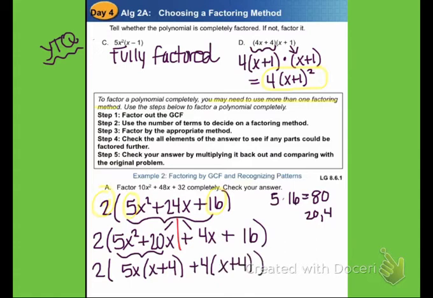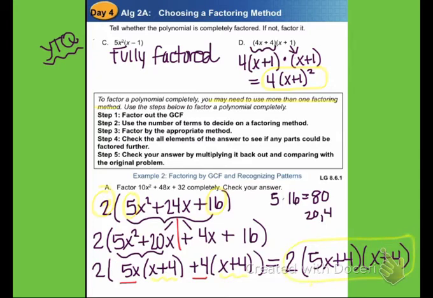So of course there's my common binomial factor. And so writing my final answer would look like this. I'd have my 2 out in front that I had originally factored out, my GCF. Then I take my 2 numbers that were out in front, my 2 monomials, and they create together a binomial factor of 5x plus 4, and then the common binomial, which was x plus 4. And there's my final answer.